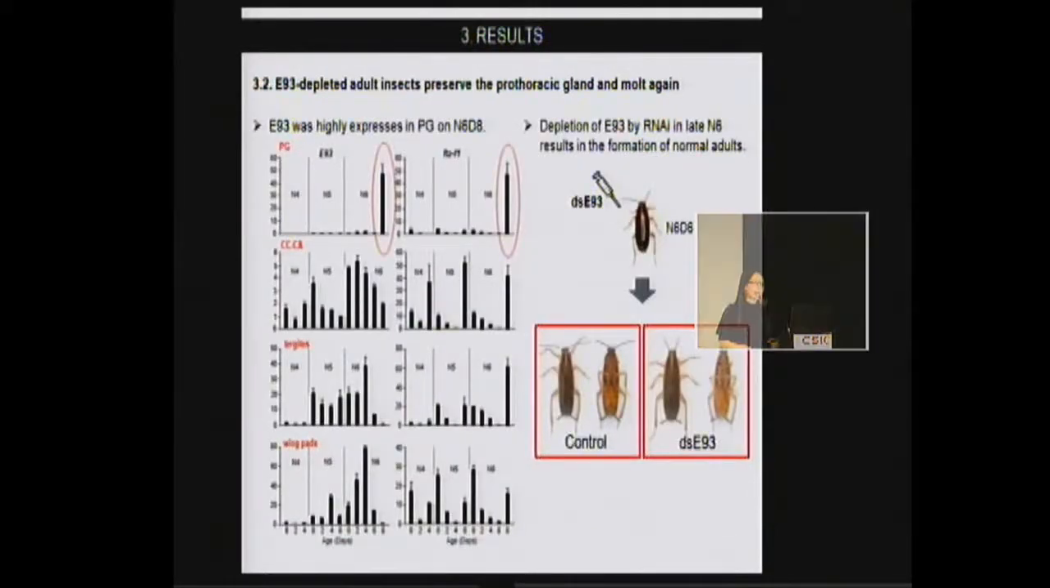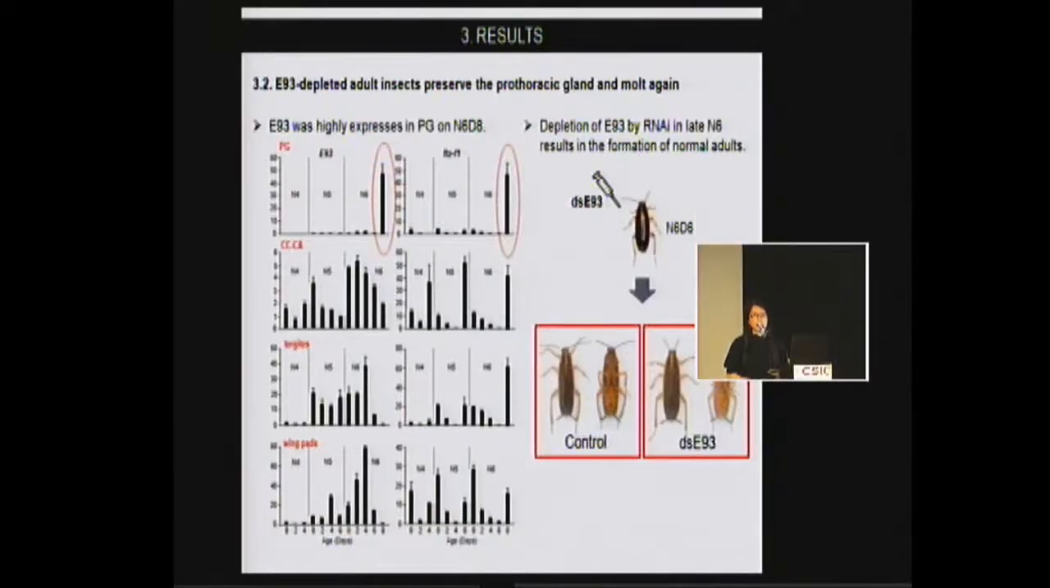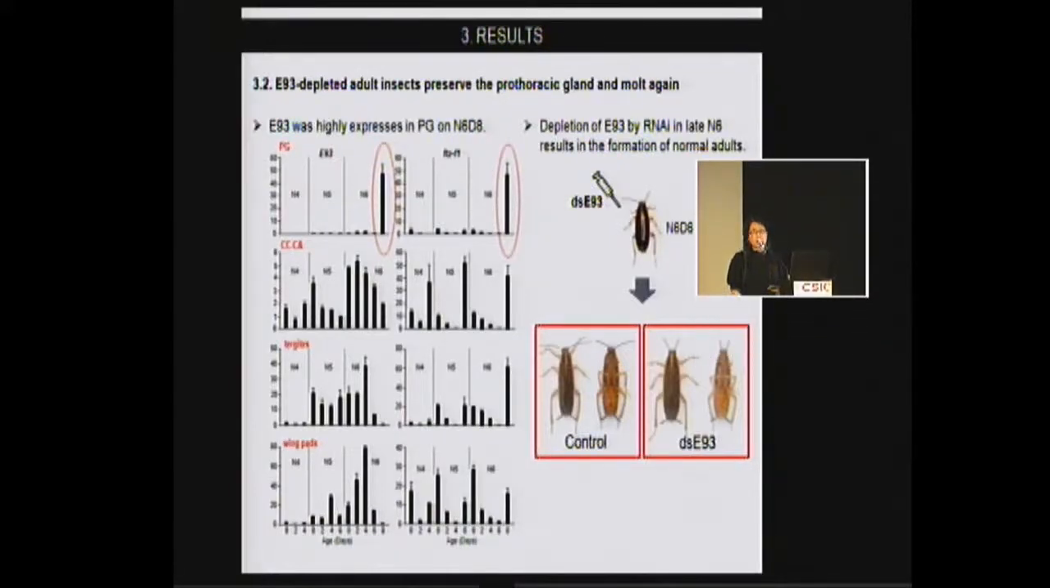So first, we start with the study of the expression of E93 in various tissues: first in the prothoracic gland, in the corpora allata, in the epidermis, represented by the abdominal tergites, and in the wing pad. And we found that the expression of E93, and also Fushi tarazu transcription factor 1, we measured both genes together, is different from the other tissues that we investigated.